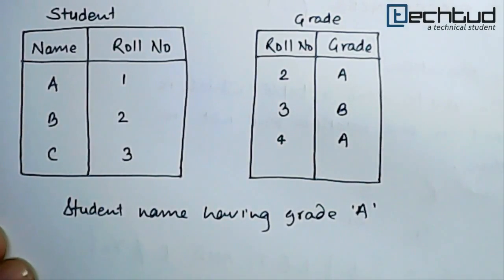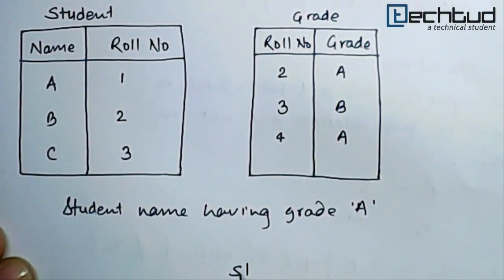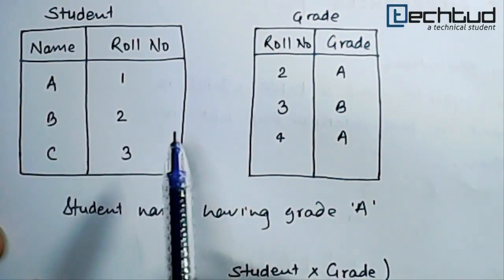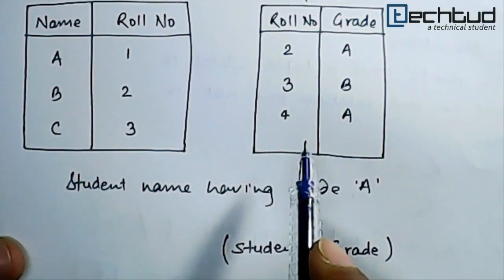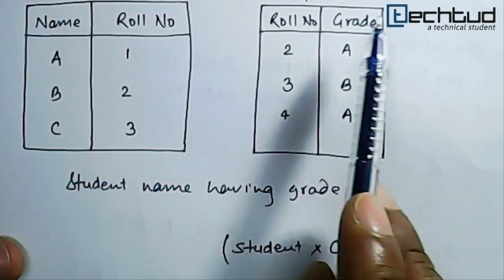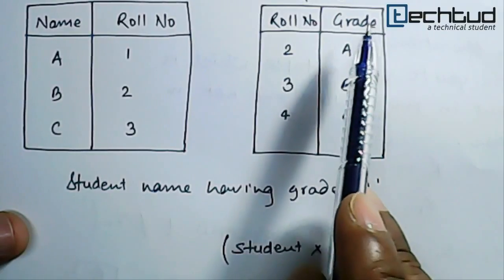So first of all, we will find out the cross product between these two relations, that is student cross grade. Now I'm not going to show you the cross product between these two tables, it will go longer. I'll show it in notation. So if we find out the cross product, we will have 3 into 3, 9 tuples in a relation having name, roll number and grade as columns.